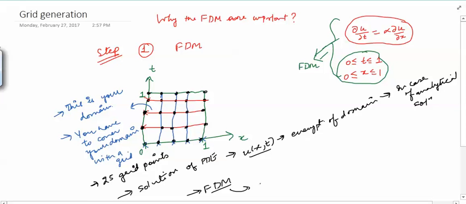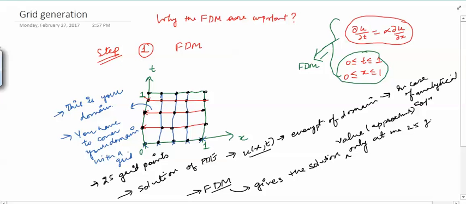The finite difference method will give you the solution value, an approximate value, not the exact value, only at the 25 grid points which you have selected in step 1. Is that clear? So the first step is you have to cover your domain with the grid, and you will identify next the grid points.